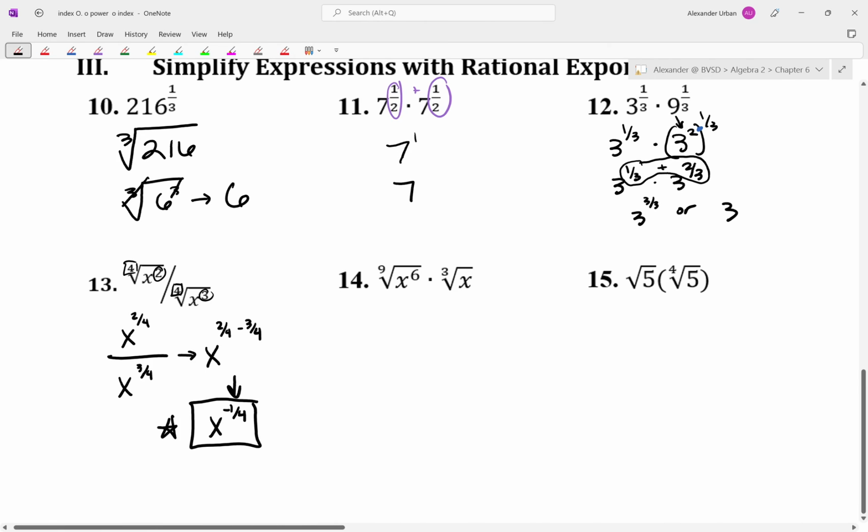Number 14, I'm going to rewrite x to the 6th as x to the 6th over 9, because 6 is a power, 9 is the index, times x to the 1st, this is one of the x's, so x to the 1/3 power. I'm going to reduce 6 over 9 as 2 over 3. And so here's where I end up. I end up with x to the 2/3 times x to the 1/3. And that's going to get me x to the 3/3, or just x to the 1st.